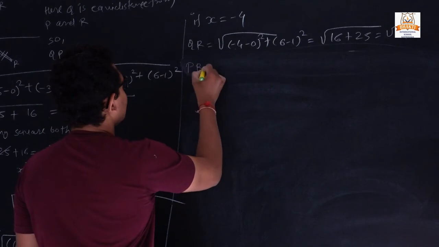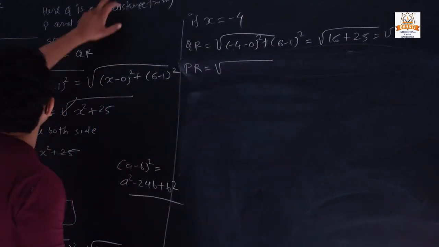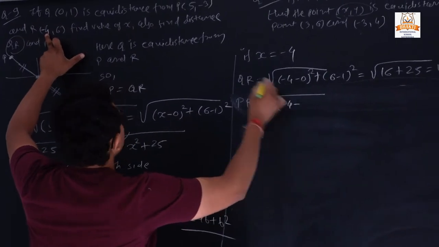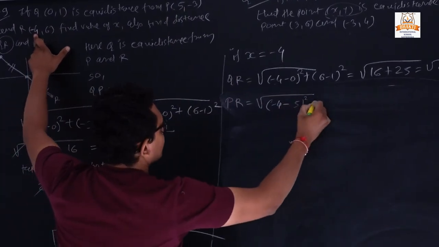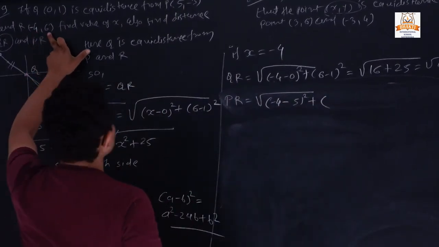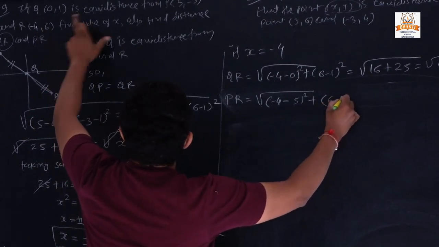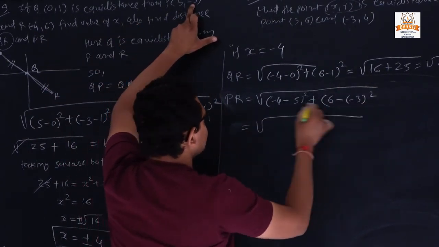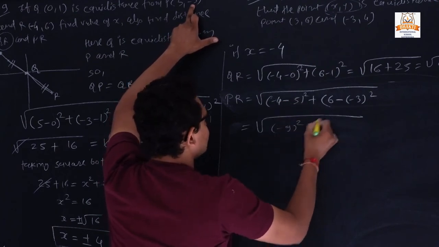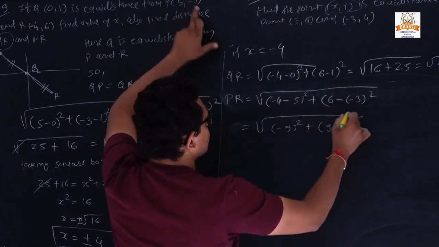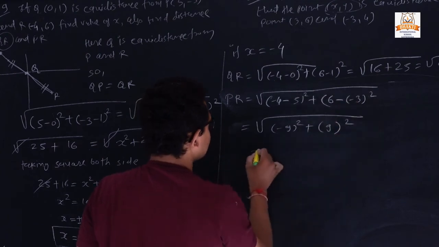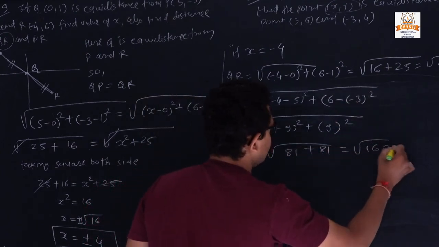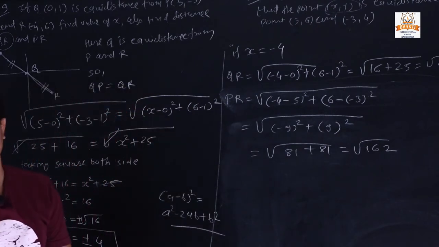To find out also PR. So P and R. So x2 minus x1 all square, then y2 minus y1 all square. Simplify that. So minus 9 all square, minus plus, so 6 plus 3, 9 all square. So 81 plus 81. So the answer is 162.